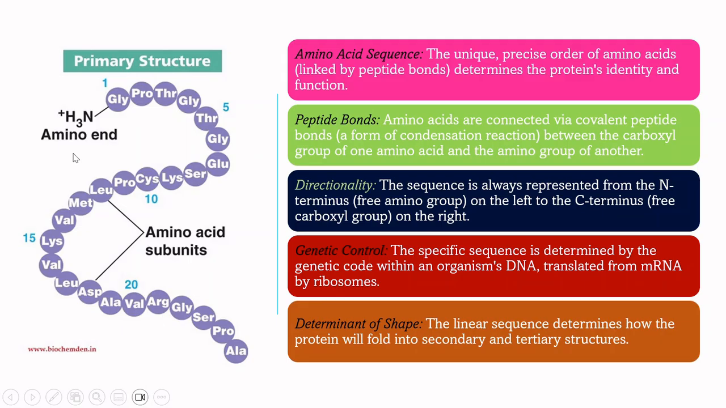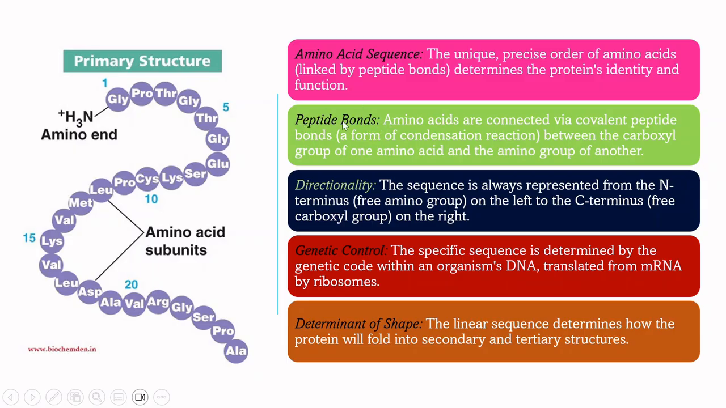Primary structure is the simplest structure of a protein, and here it consists of an amino acid sequence. That means the amino acids will be packed in a unique, precise order, linked by peptide bonds, and this order determines the identity and the function of a protein. And the second point you have to take care of is that these amino acids are held in a precise order by means of peptide bonds.